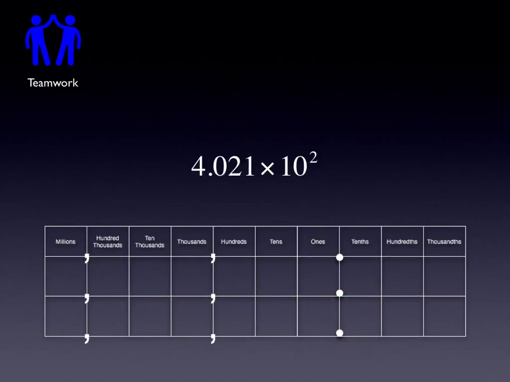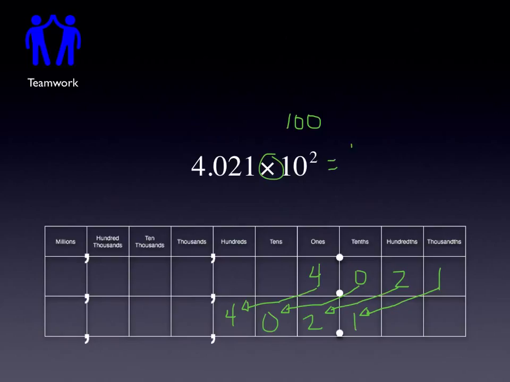All right, let's do the same thing here. 4 21 thousandths times 10 to the second power, which is going to be 100. So since I'm multiplying, I'm going to move 1, 2 place value boxes over. 1, 2. And so my answer is going to be 402 1/10.